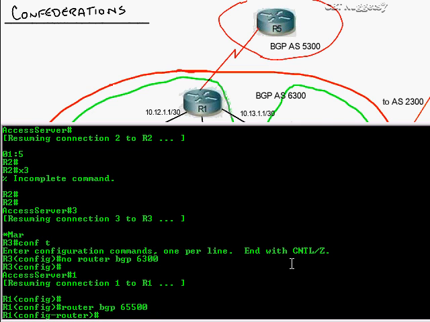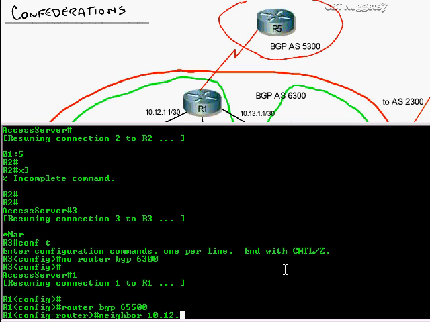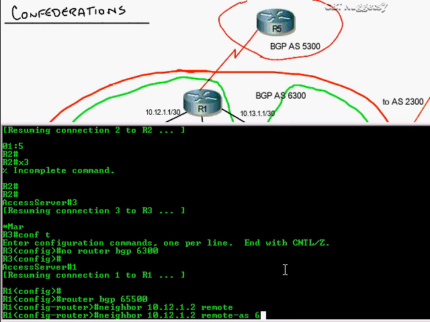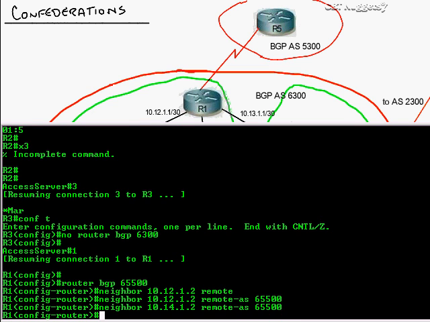I'm going to go on to this router and type in neighbor 10.12 and 10.14.1.2. I'll say remote AS 65,500. 10.14.1.2 is the other one. And I'm going to have to do that for each one of these peers.